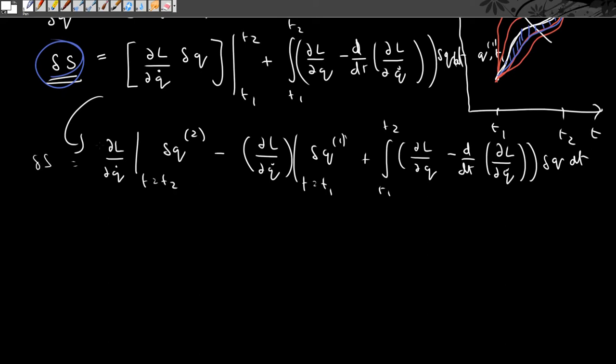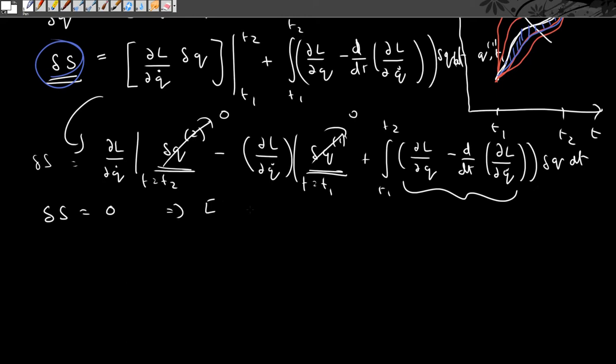And when we considered principle of least action, we had assumed that the initial and final positions are fixed. So this variation in the quantities at the initial and final points would go to 0. And for minimizing our action, the condition is that del S must be equal to 0, from where we said that this particular quantity should be equal to 0, and that's how we got our Euler-Lagrange equations.